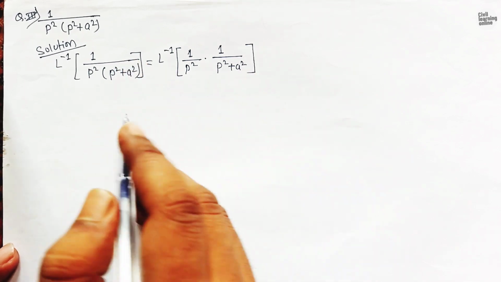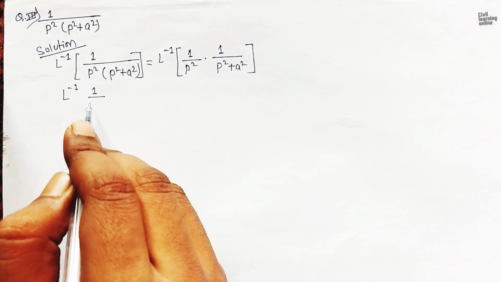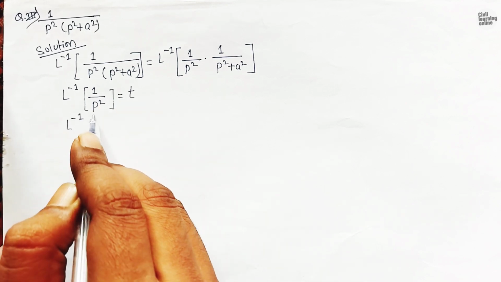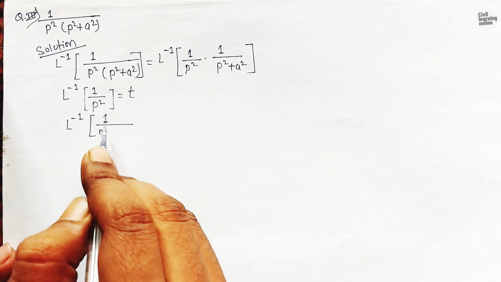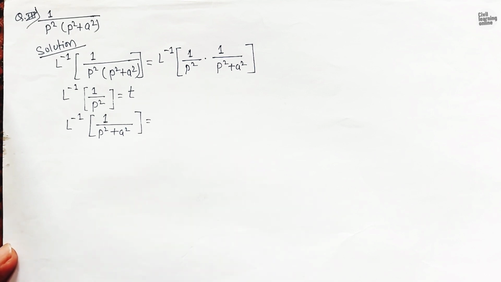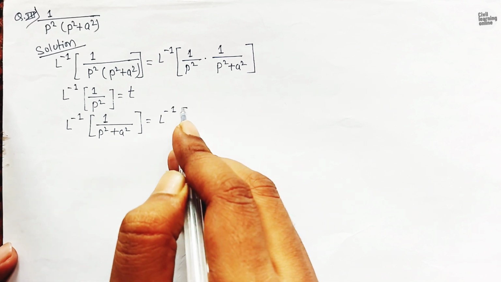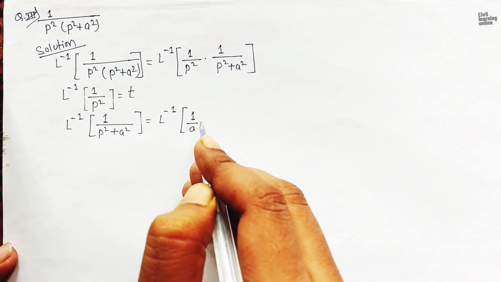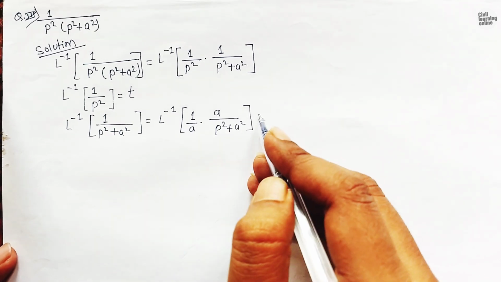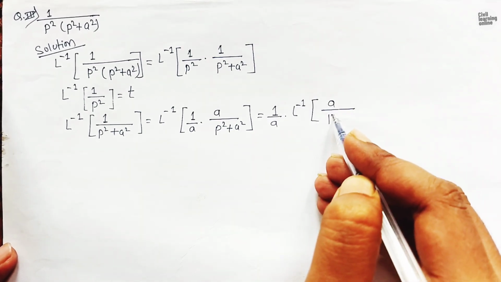Okay, now close the bracket, and further we will have inverse Laplace transformation of 1 upon p square is equal to t, and inverse Laplace transformation of 1 upon p square plus a square equals to, see here we don't have any formula for this, so write it as inverse Laplace transformation of 1 upon a times a by p square plus a square, and we can bring this 1 by a out, so 1 upon a times inverse Laplace transformation of a upon p square plus a square.